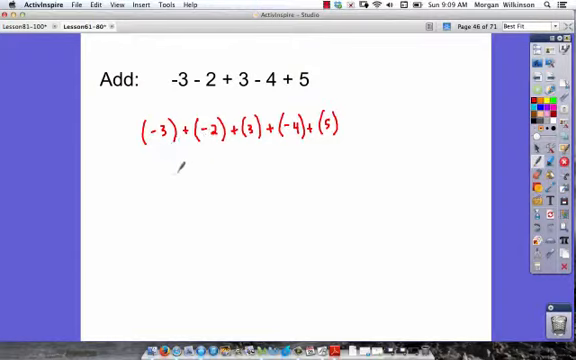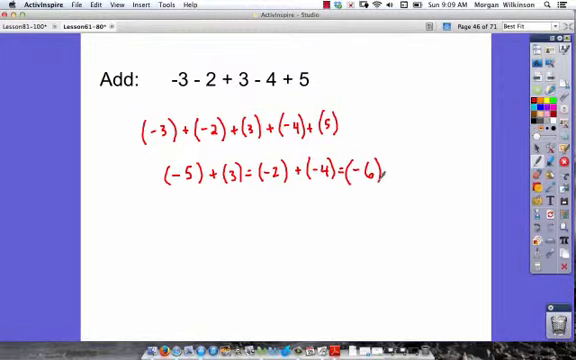-3 plus -2, that's -5. -5 plus 3, well, that must be -2. Plus -4, that must be equal to -6. And the last part of our problem is -6 plus our 5. -6 plus 5, well, we can get our final answer. Our final answer must be -1. We could box it, and then we could move on to our next question.